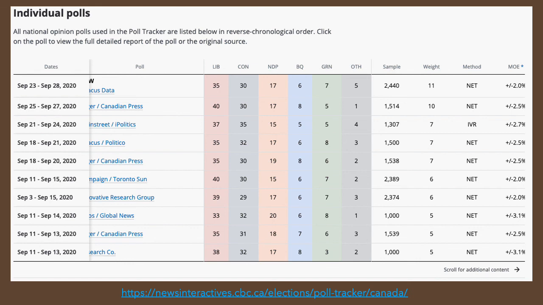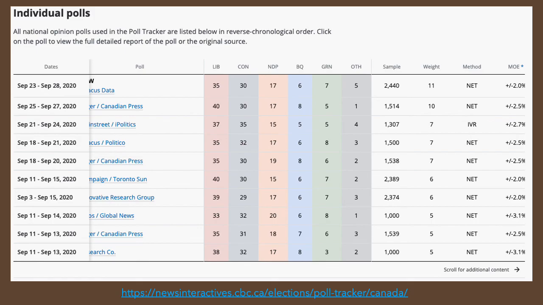It even tells how the different research was conducted. So you can see that most of them are through the internet, although you notice one says IVR, and that was an interactive voice system through phone calls, and then MOE, and that's your margin of error. So you can see how you've got plus or minus 2%, 2.5%, and if you were to use that calculation that I showed, that 1 over the square root of n, you would get pretty close to what those numbers are if you want to try it out.